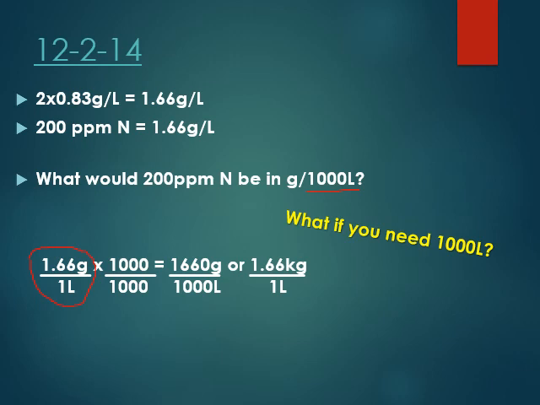So it's going to be 1,660 grams. And we're going to multiply the bottom, which is going to turn into 1,000 liters. And then we know exactly how much we're adding in 1,000 liters: 1,660 grams, which is the same as 1.66 kilograms. All right? That should actually be per 1,000 liters down there, but whatever.